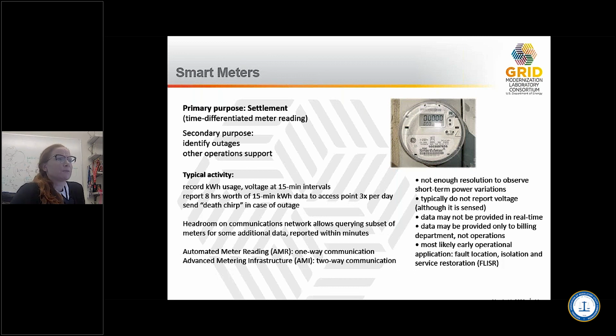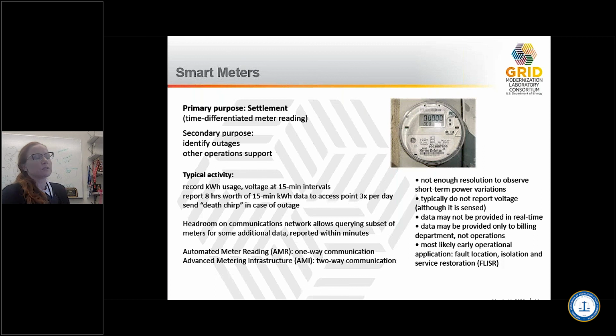The meters tend to report back to their access point a number of times a day, for example, 3 times a day. They're not generally continuously streaming unless this is set up for a particular function. So they will report as a chunk of data back to the utility a few times a day or even once a day.